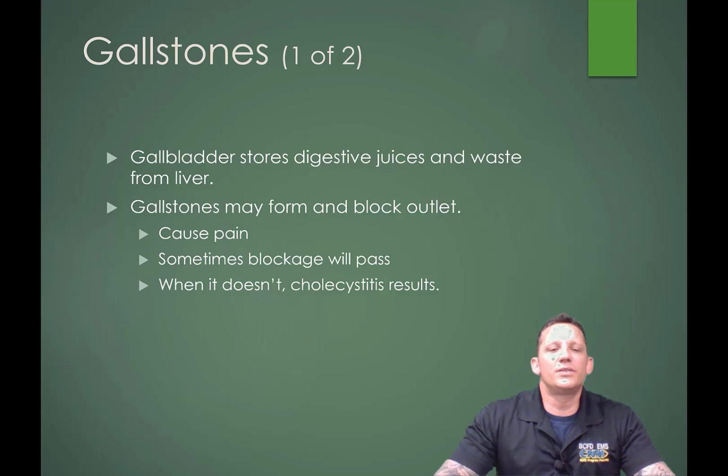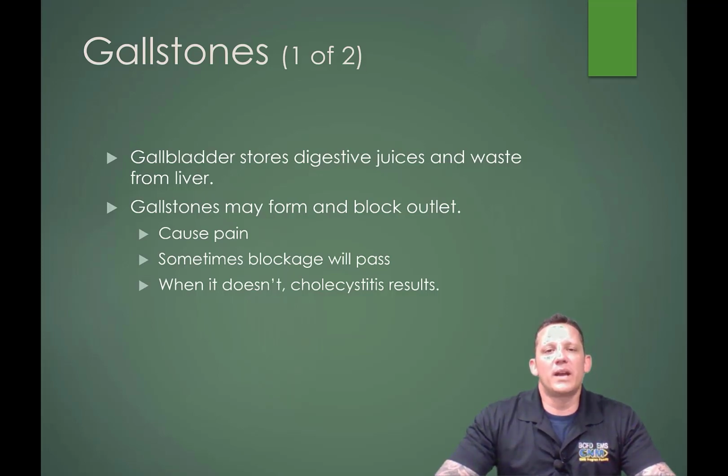A bit back more north, we're going to go into gallstones, and that comes from the gallbladder. Your gallbladder stores digestive juices and waste products from the liver, and in certain cases people will develop mineral deposits in the gallbladder, which causes a gallstone. As this deposit calcifies and becomes a little bit larger, it can block the outlet from the gallbladder. It causes some pretty significant pain.